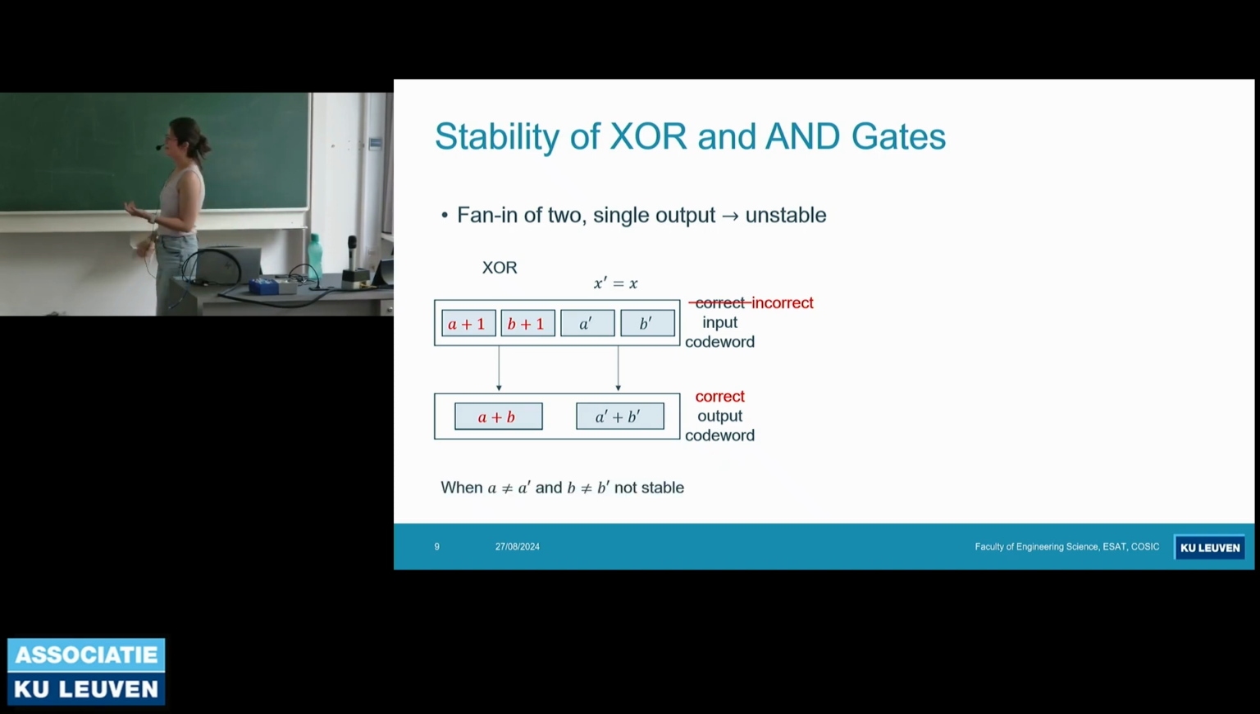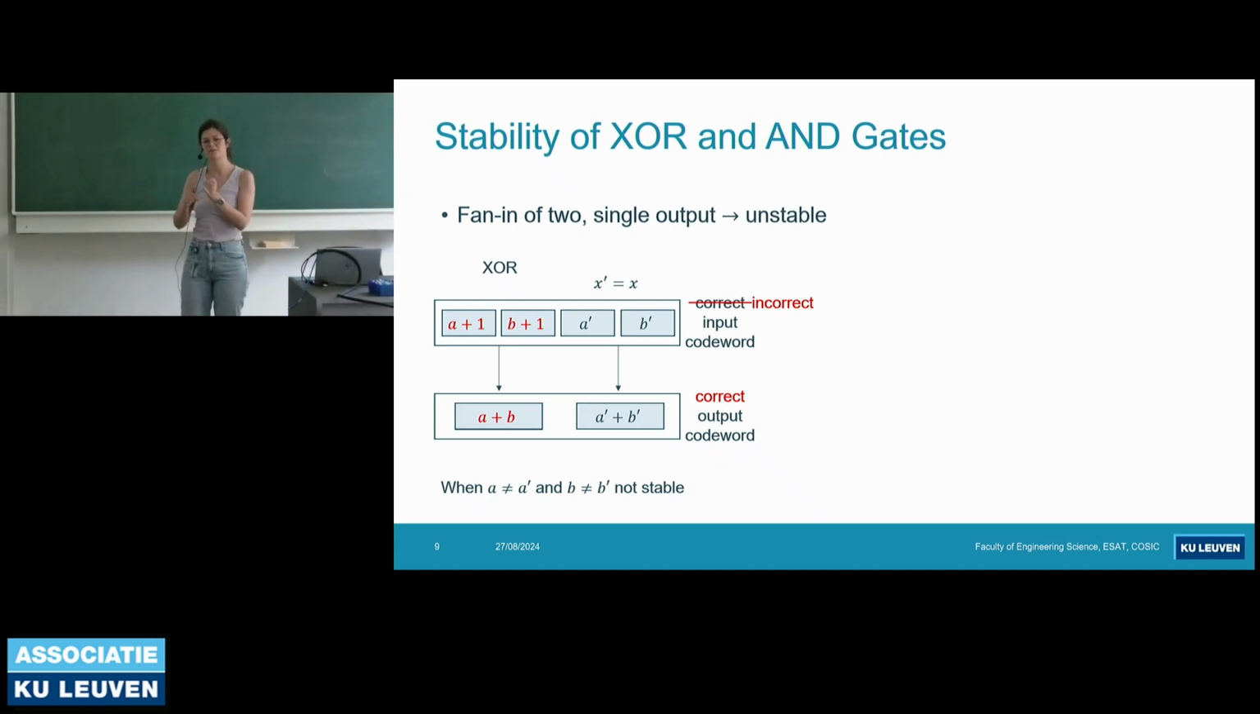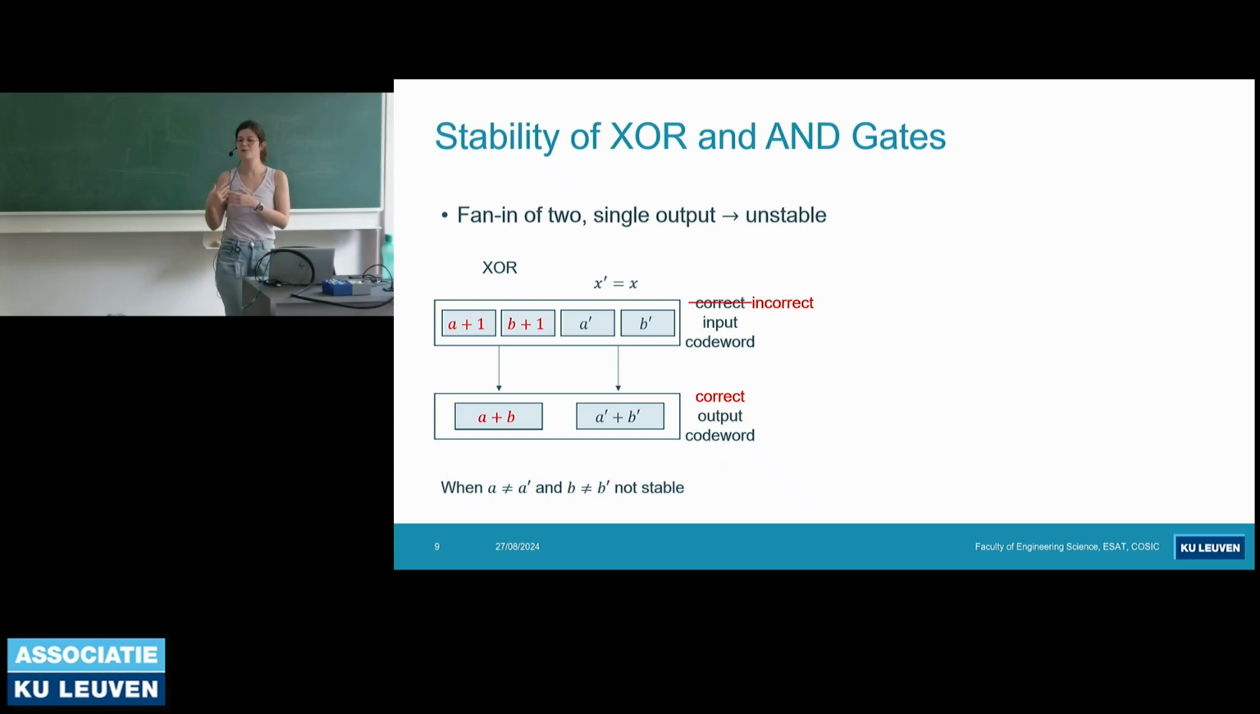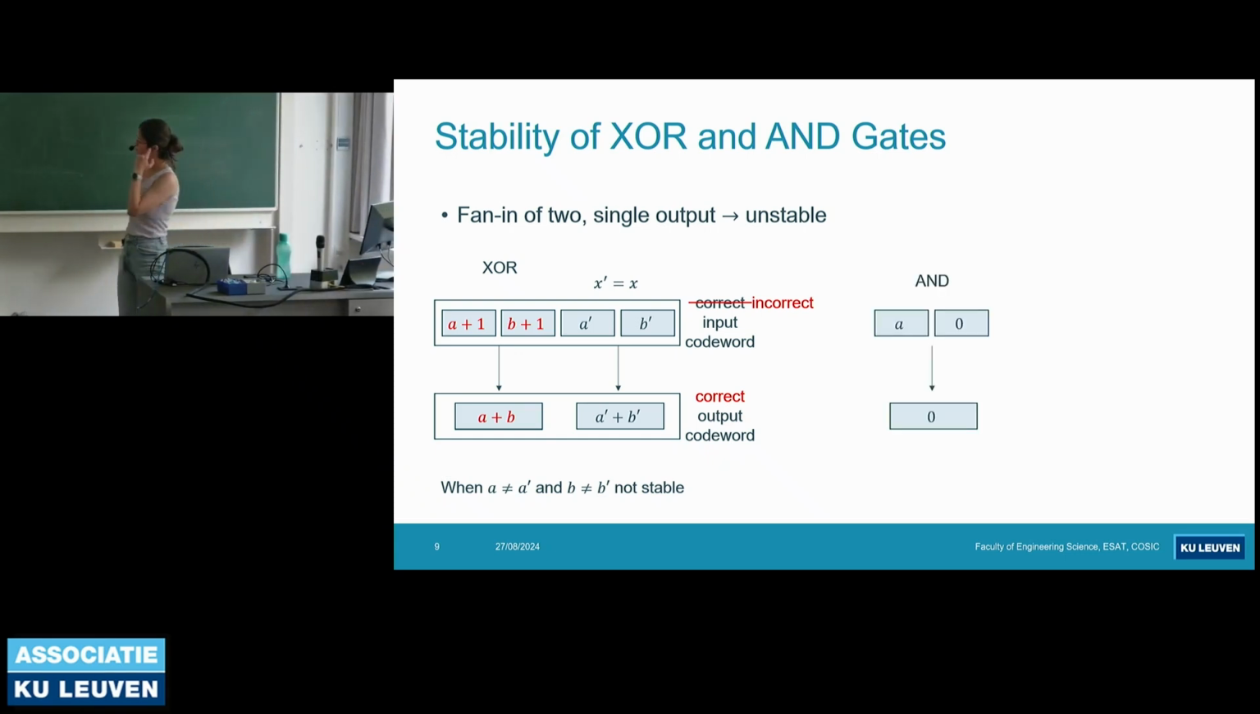Here we can see that if there is a fault injected to A, either A or the duplicate one, or a fault injected to B, then we know that the XOR gate is still going to give a correct output code word. And let's look at the AND gate.